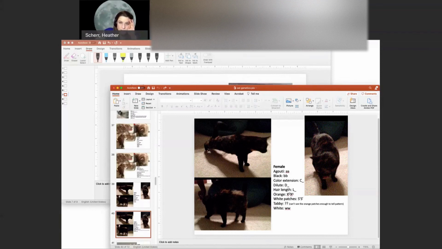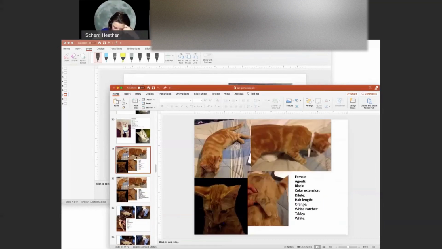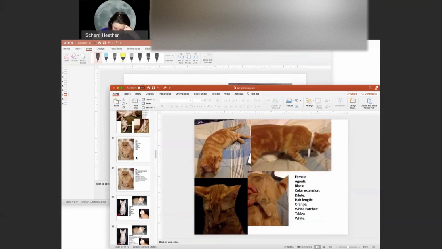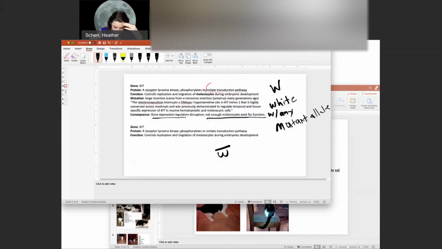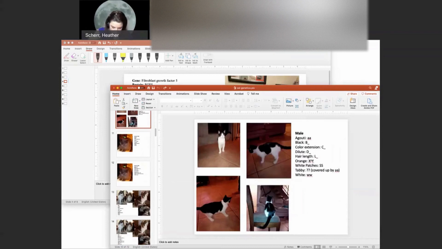Let's do an epistasis or two. People tend to struggle on it a little bit more. And I think that's because you get freaked out. You probably know from life experience that there are cats that have patterns and cats that are solid.